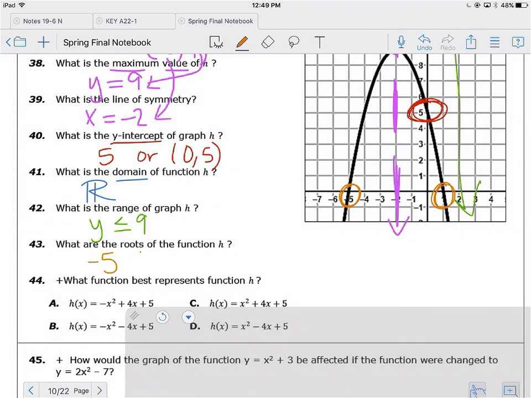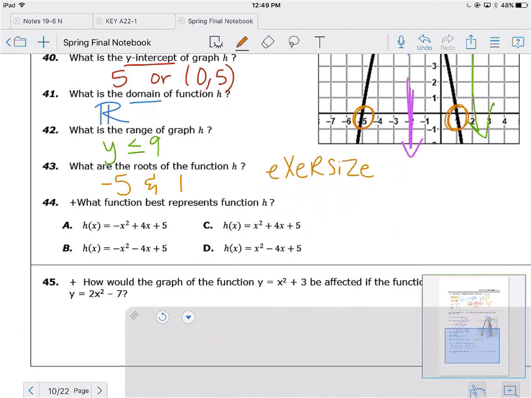It crosses at -5 and +1. So my roots are -5 and +1. Remember the word exercise? Sorry, I don't know how to spell. But the word exercise helps us remember the x-intercepts, roots, solutions, and zeros all mean where it crosses the x-axis.